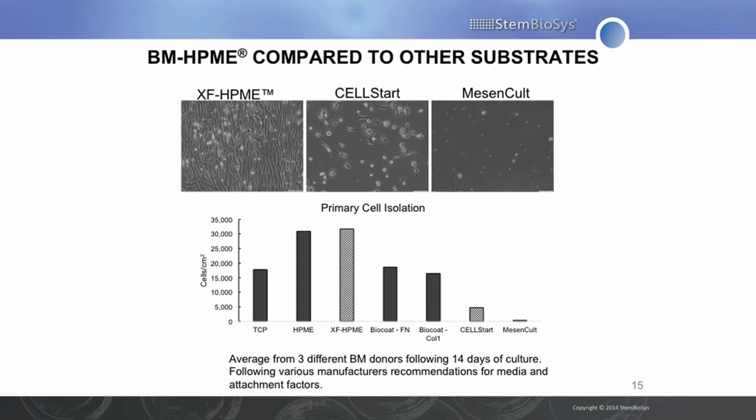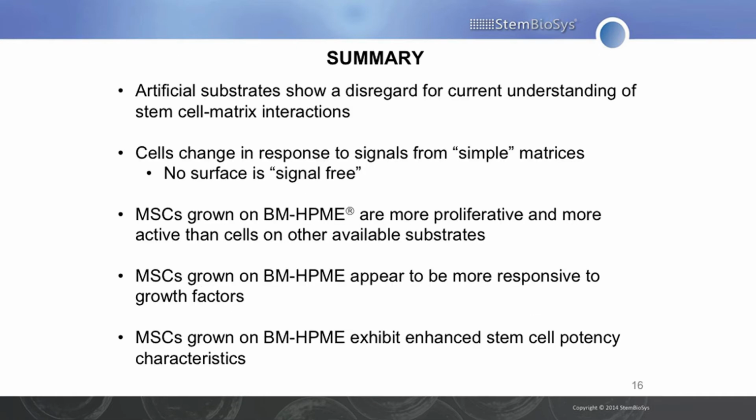Illustrated here on this slide is an example of optimized cell isolation and growth of primary cells using some of these competitive products. In this example, we've followed the various manufacturers' recommendations for media and attachment factor in doing the comparison. This is tissue culture plastic. Our standard HPME, a new product which we're developing and should have out at the beginning of 2018, is a xeno-free version of our high-performance microenvironment. The BioCoat products, specifically fibronectin, Cell Start, and Mesencult.